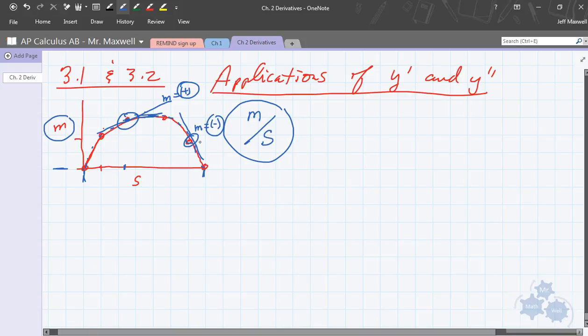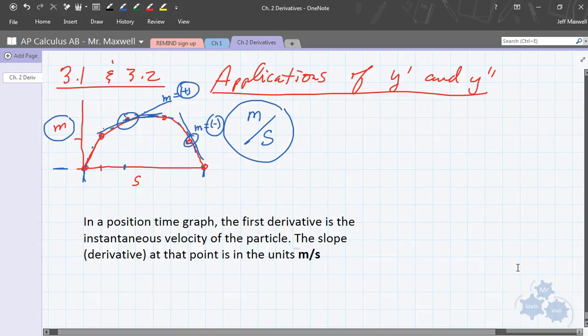So let's just summarize that with some notes. Time graph, the first derivative is the instantaneous velocity of the particle. And we've seen that the derivative of the slope would have the units change in y, which is meters, divided by change in time, seconds, meters per second.